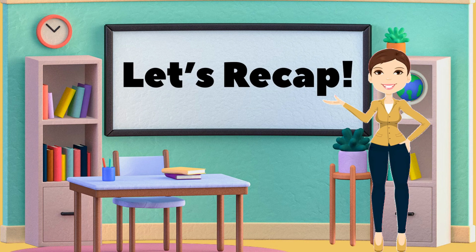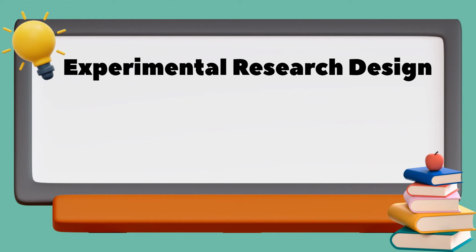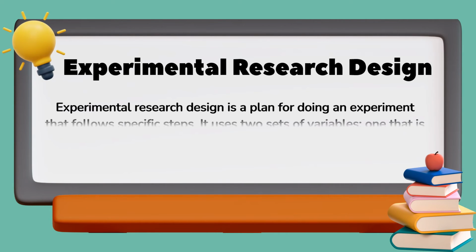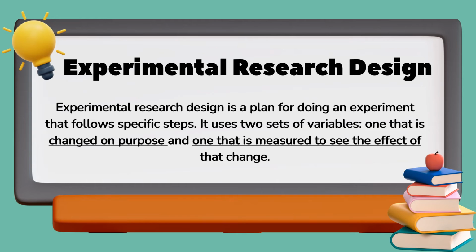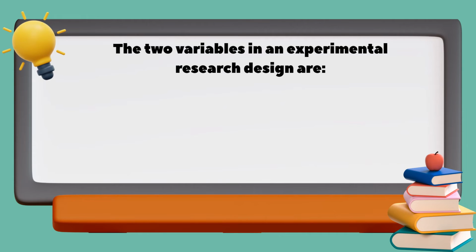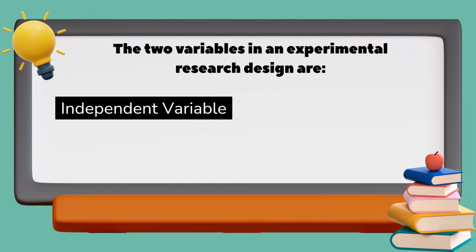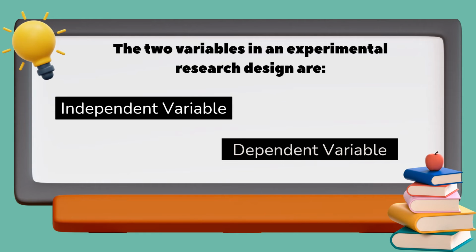Let's recap. Experimental research design. Experimental research design is a plan for doing an experiment that follows specific steps. It uses two sets of variables, one that is changed on purpose and one that is measured to see the effect of that change. And these are the two variables in an experimental research design, called the independent variable and the dependent variable.